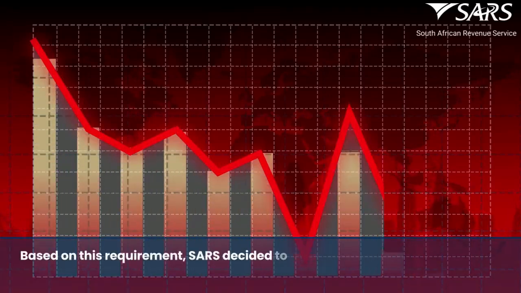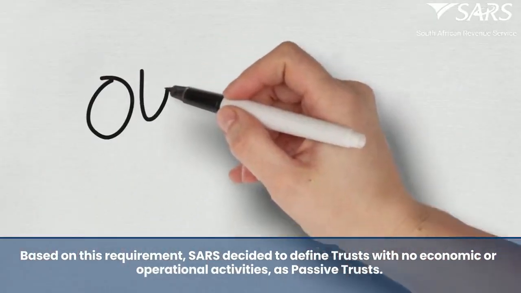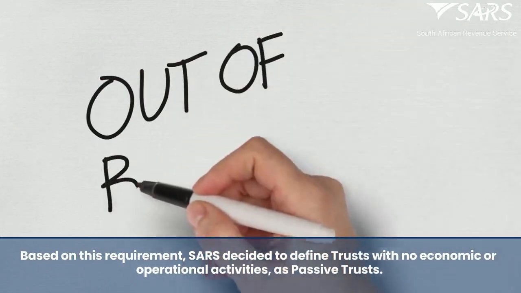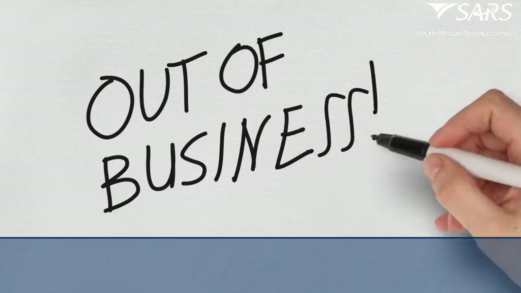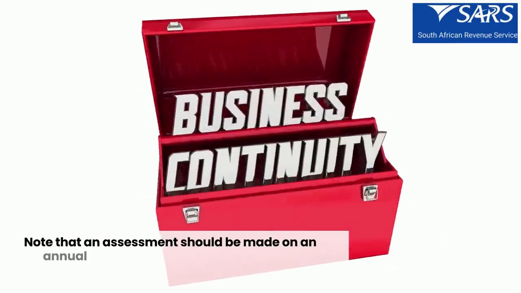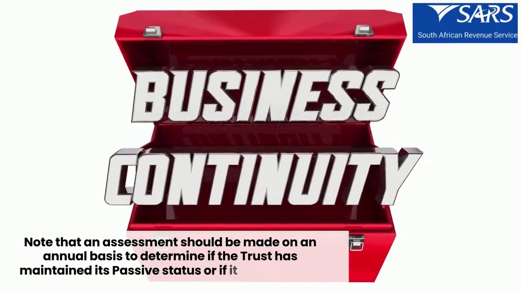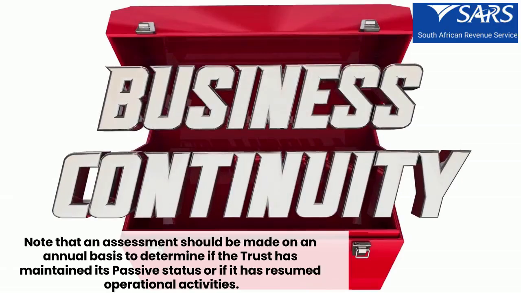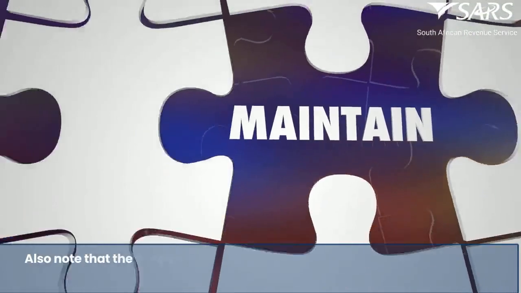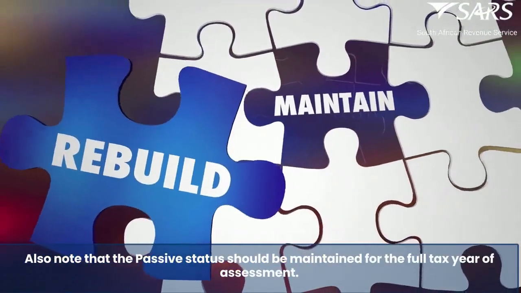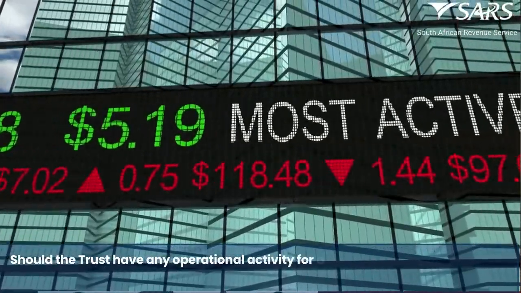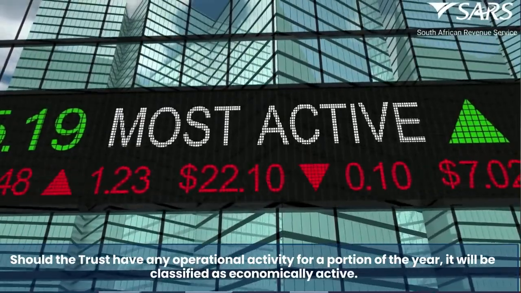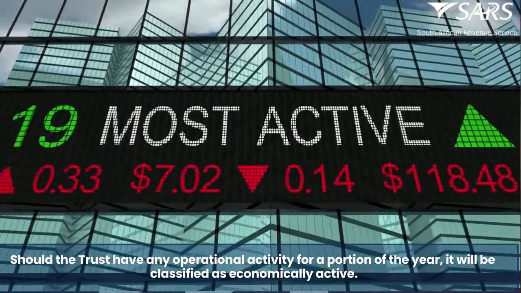Based on this requirement, SARS decided to define trusts with no economic or operational activities as passive trusts. Note that an assessment should be made on an annual basis to determine if the trust has maintained its passive status or if it has resumed operational activities. Also note that the passive status should be maintained for the full tax year of assessment. Should the trust have any operational activity for a portion of the year, it will be classified as economically active.